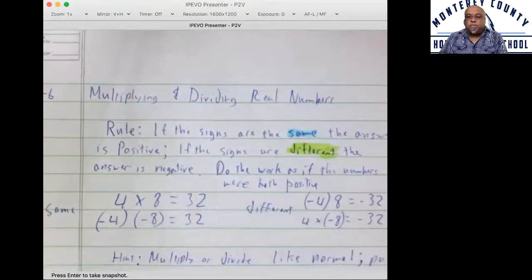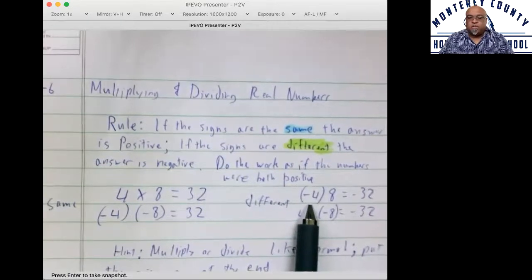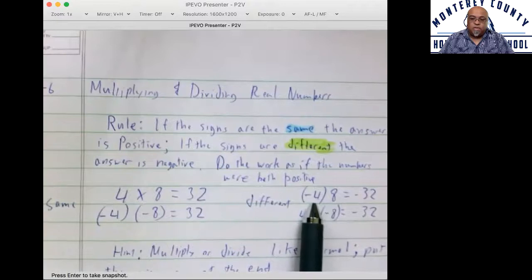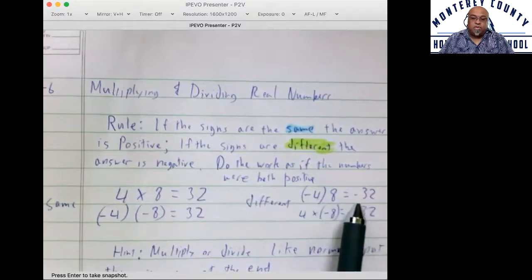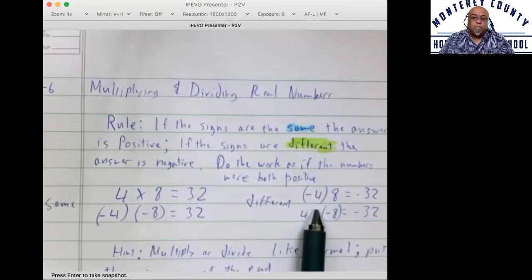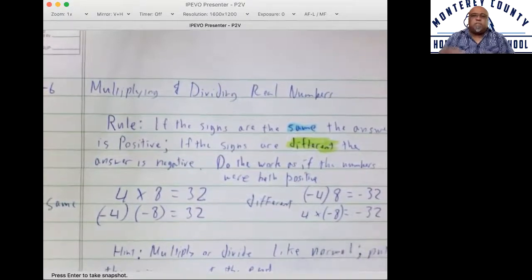Now let's look at what we have when the situation is different. So I have negative 4 next to positive 8. Remember, the parentheses implies times, so I don't have to write the times symbol between them. So negative 4 times 8 is negative 32. Then 4 times negative 8. This time I just put the times symbol, but I wouldn't have to. I could just write 4, parentheses, negative 8, which means the same thing. But it's still negative 32.